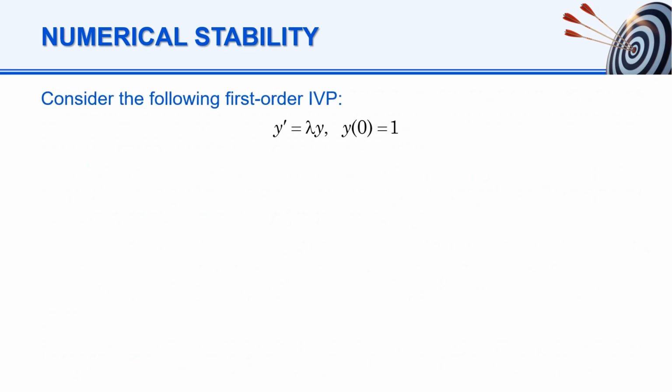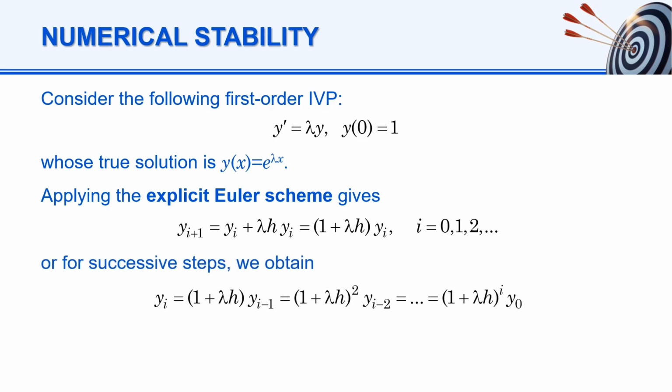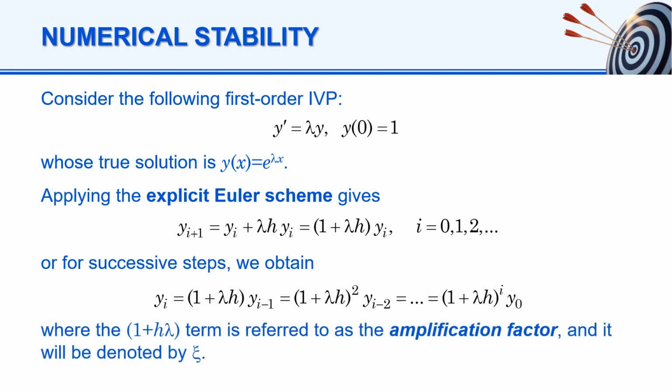Consider the following first-order initial value problem, whose true solution is y(x) equals e to the lambda x. Applying the explicit Euler scheme gives, or for successive steps we obtain, where the term 1 plus h lambda is referred to as the amplification factor, and it will be denoted by xc.